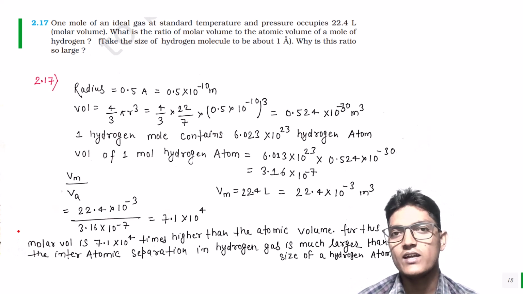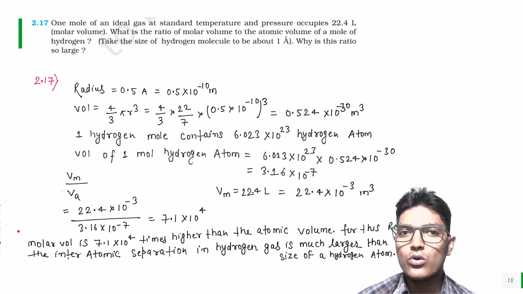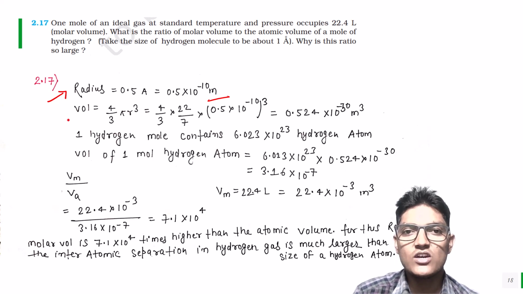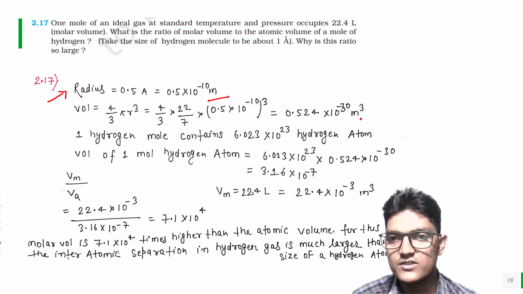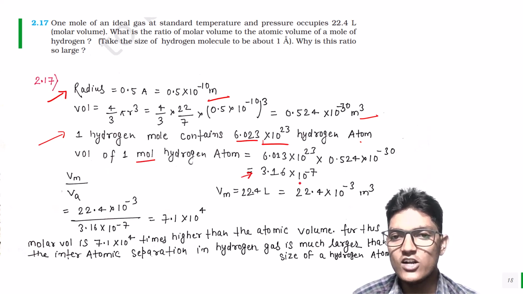And the next question is, you can see here, 1 mole of an ideal gas at standard temperature and pressure occupies 22.4 liter, which is the molar volume. What is the ratio of molar volume to the atomic volume of a mole of hydrogen, and take the size of hydrogen molecule to be about 1 angstrom, and why is this ratio so large? So you can see here, radius है हमारा 0.5 angstrom is equal to 0.5 into 10 to the power -10 मीटर. वॉल्यूम कितना हो जाएगा, 4/3 πr³ is equal to 0.524 into 10 to the power -30 मीटर क्यूब. 1 hydrogen mole contains 6.023 into 10 to the power 23 hydrogen atoms. Volume of 1 mole is equal to 3.16 into 10 to the power -7.